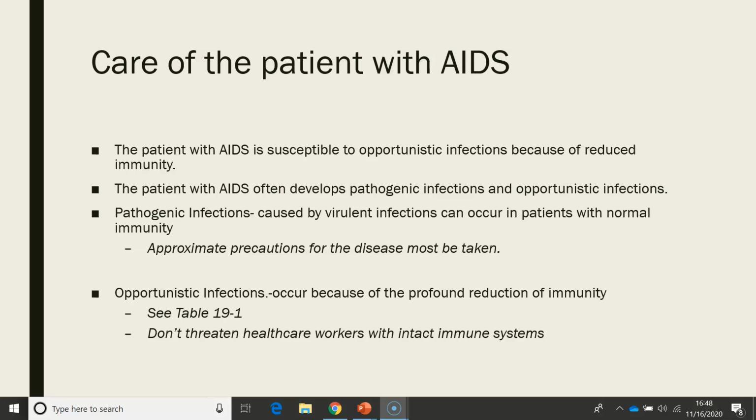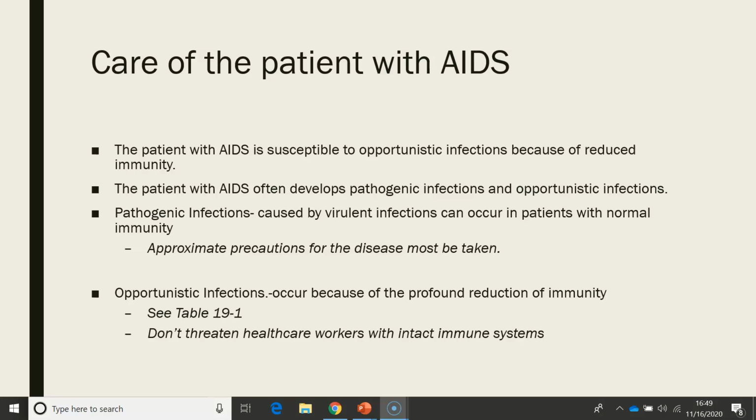When we talk about pathogenic infections, they can be caused by organisms and can even happen in patients with normal immunity. Think about the flu and things such as this. Now, opportunistic infections occur because of the profound reduced immunity of the patient with HIV disease. They may result from primary infections or reactivations of latent infections.